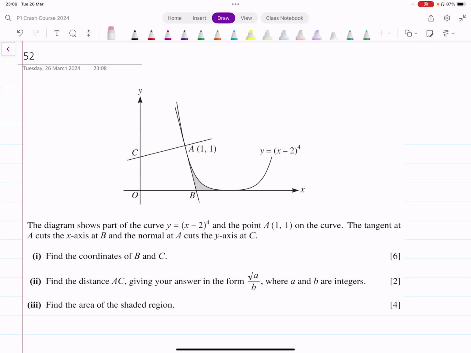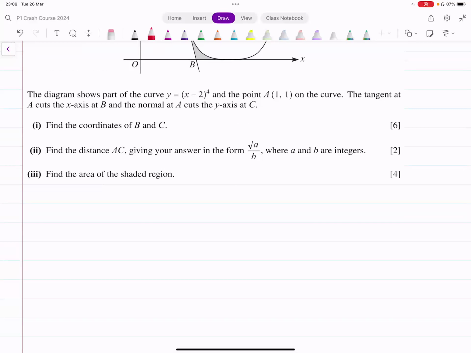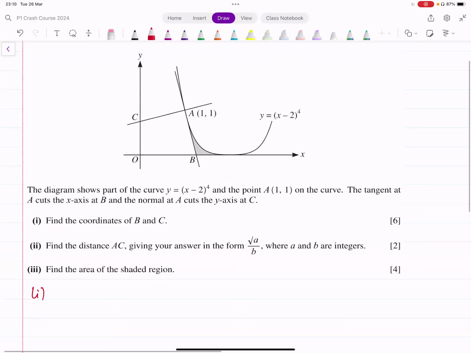Now, how do you find the coordinates of B and C? For that, you would have to find the equations of the tangent and the normal first of all, because once you have the equation of the tangent, you can just find the x-intercept of that, and that will give you this point. Once you have the equation of the normal, you can just find the y-intercept of that. That will give you this point C. So basically, the main problem here is finding the equation of the tangent and the equation of the normal, right? So that's the main part of this question.